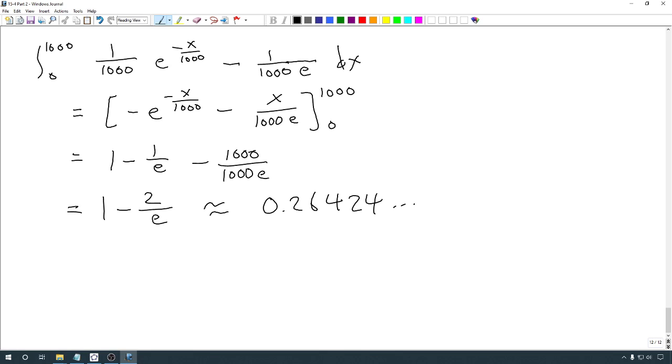In the next section, we will actually look at a different application of double integrals, this time to surface area. But we'll see that in the next videos.